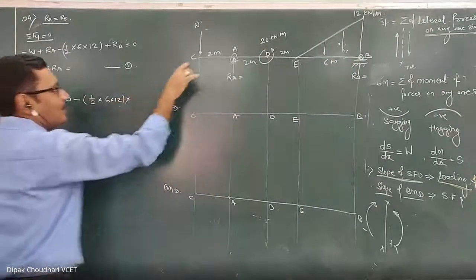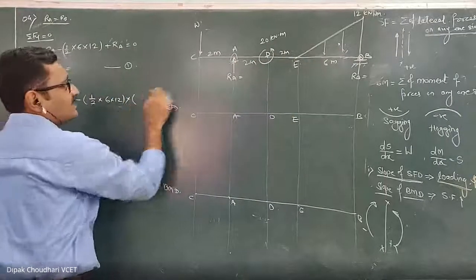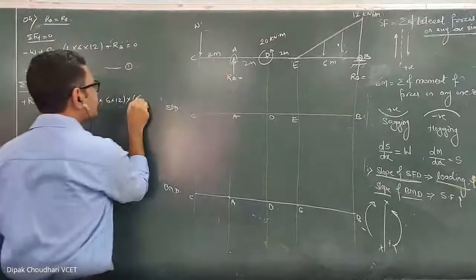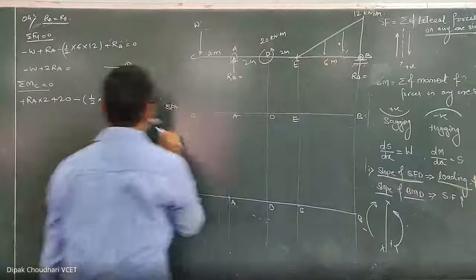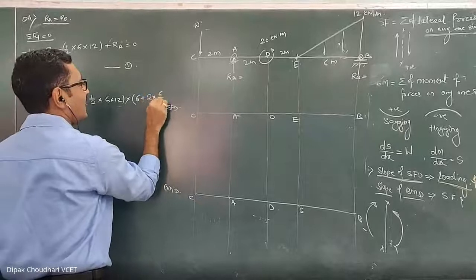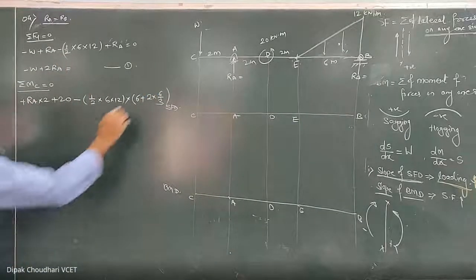So we are taking the moment about point C. So what will be the distance of this centroid from C? I am writing it in another bracket: 2, 2, 2, 6, plus the distance of this centroid from this vertex is 2b by 3. So it is 2b by 3, which is equal to 0.